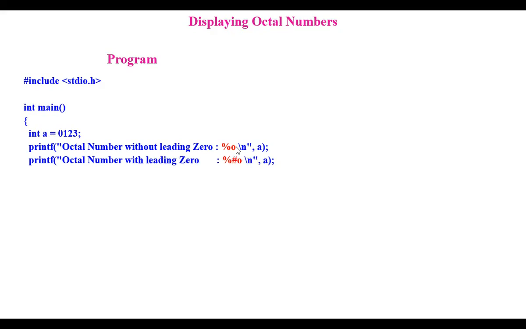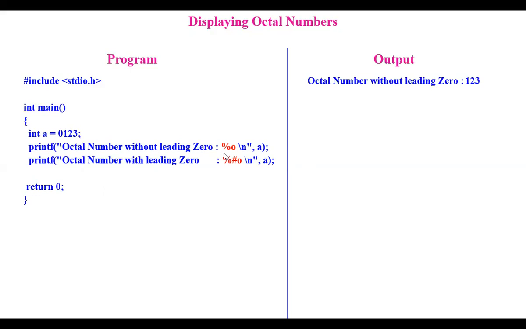Also, I'll write another one with a hash symbol, %#o. Same a I want to represent. Let us see how the output will be displayed. If you compile and execute this program, we get an output like this. The first one, with %o, shows the octal number without a leading 0. We don't have a 0 in the beginning, just 1, 2, 3.